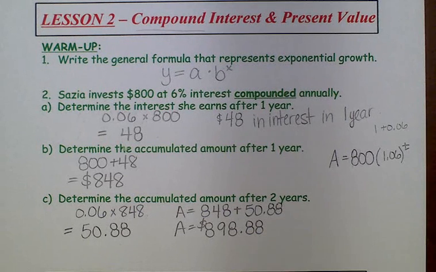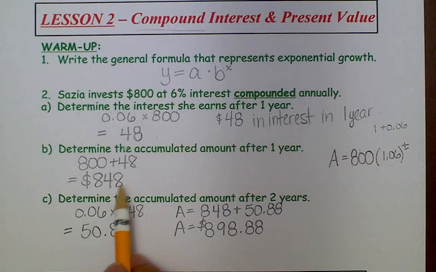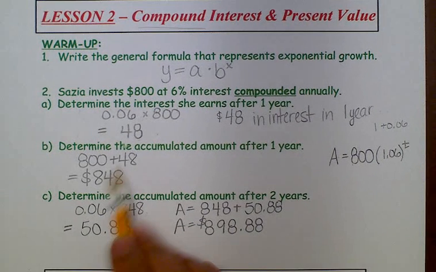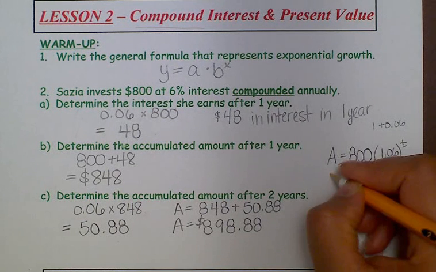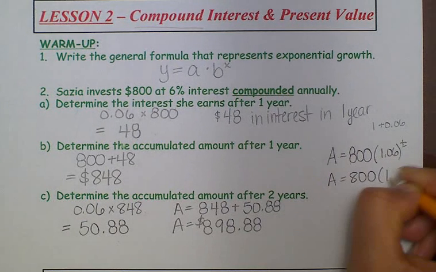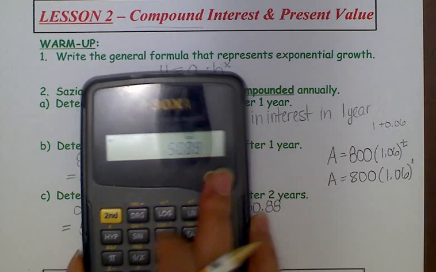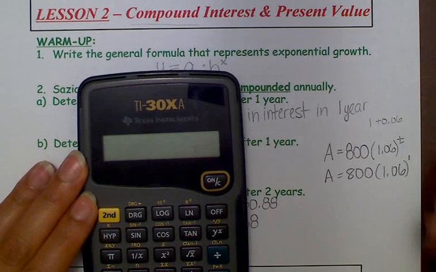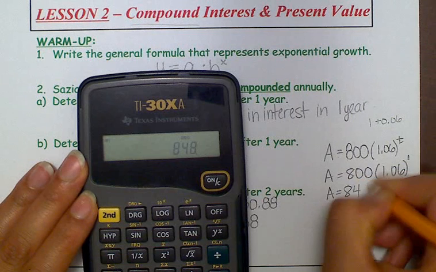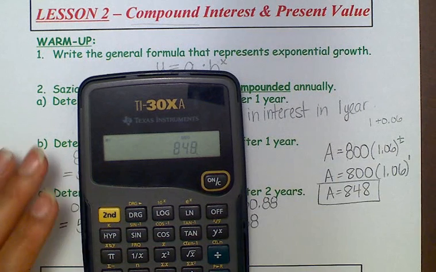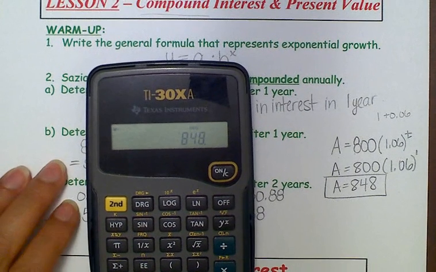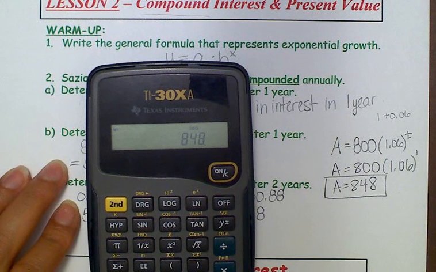Okay? And if I actually use this formula to try to solve for the accumulated amount after 1 year or the accumulated amount after 2 years, I should get the same answers that I had when I did it the long way. So let's see what happens if I try to figure out the accumulated amount after 1 year and see if our formula makes sense. If I do 800 times 1.06 to the exponent 1, I get exactly $848. And this is how much money she would have in her account at the end of 1 year. Okay, so that's actually sort of an intro to what your compound interest formula is going to look like. And we'll talk about that some more in a few minutes.